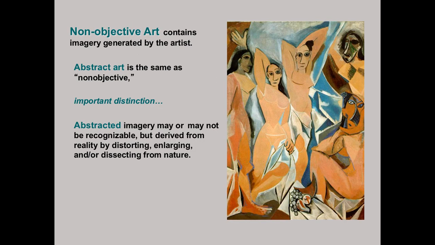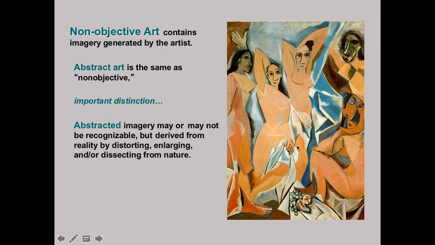Non-objective art, and remember, this is not non-objective because why? Because we see figures in there. We know there's people there, so this is still representational versus non-objective. It's an important distinction. Abstracted imagery may or may not be recognizable, but derived from reality by distorting, enlarging, added, or dissecting from nature. So this is coming from nature.